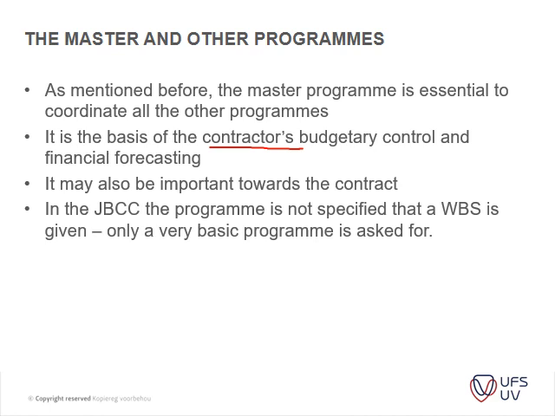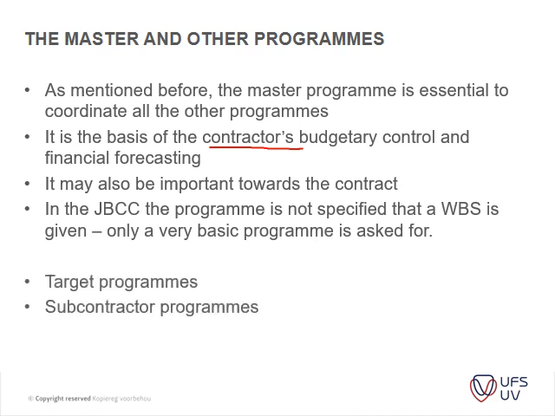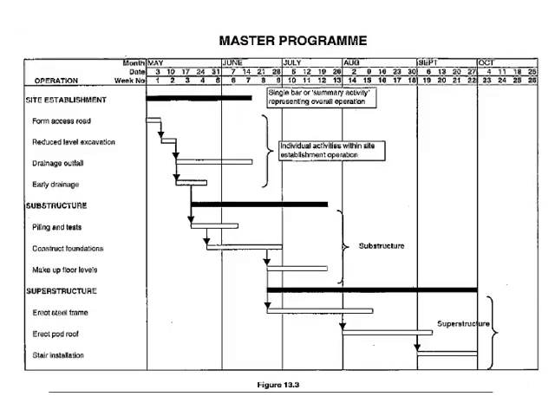Okay, then I just inserted an example: JBCC doesn't ask for a work breakdown structure, although the GCC, NEC, and FIDIC do ask for a breakdown like that. Then you've got target programs, subcontractor programs, procurement programs, etc., which are based on the above.